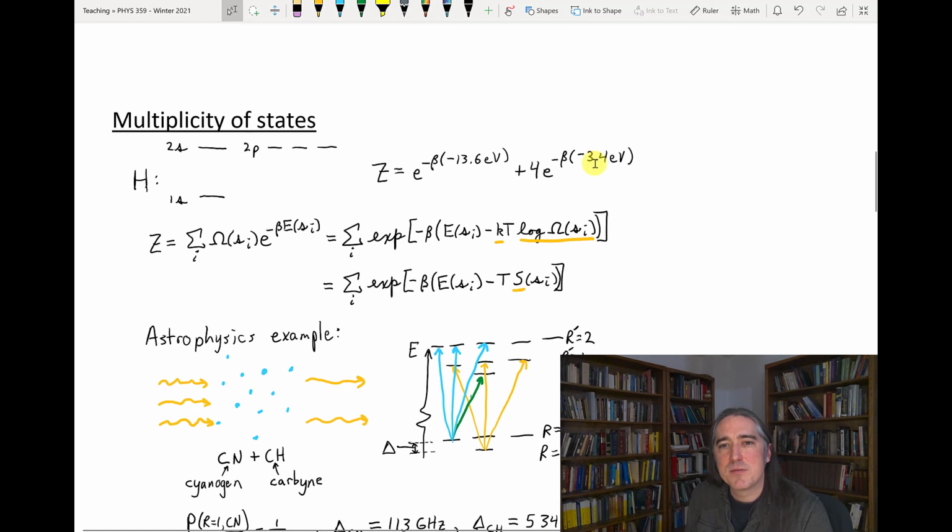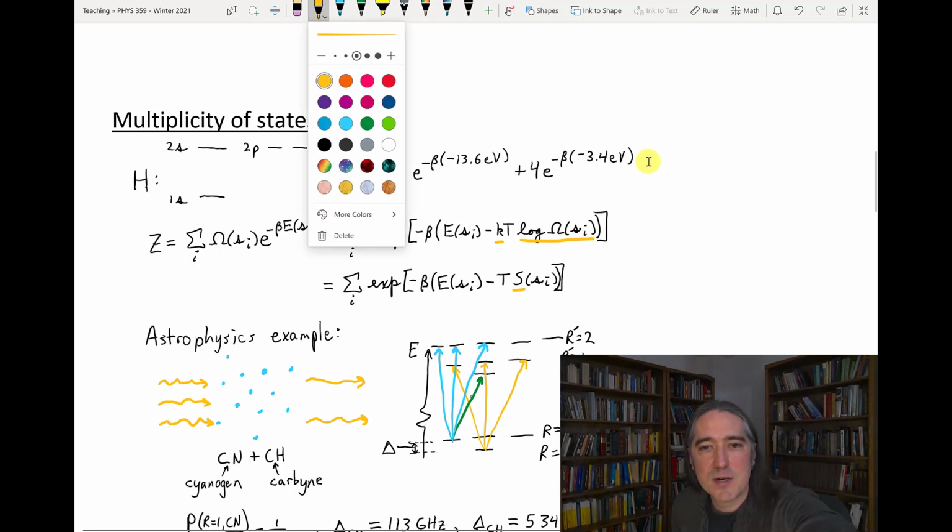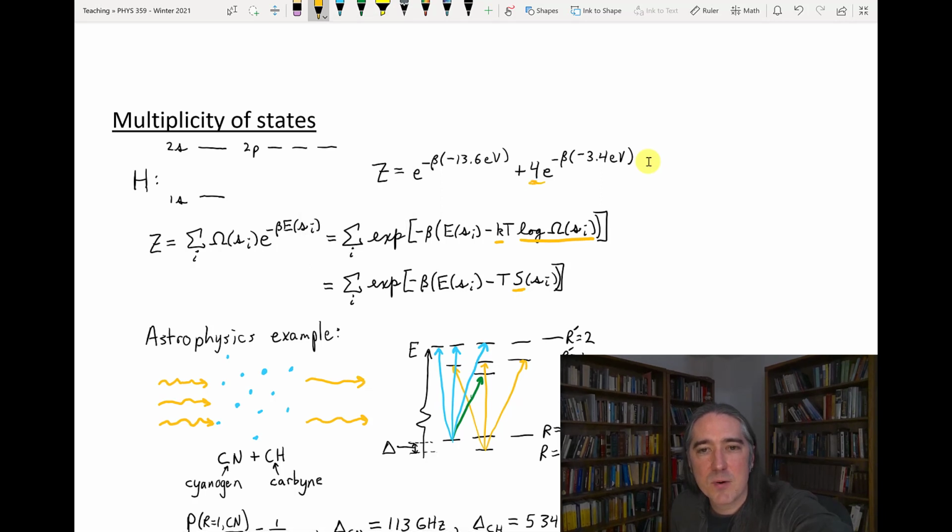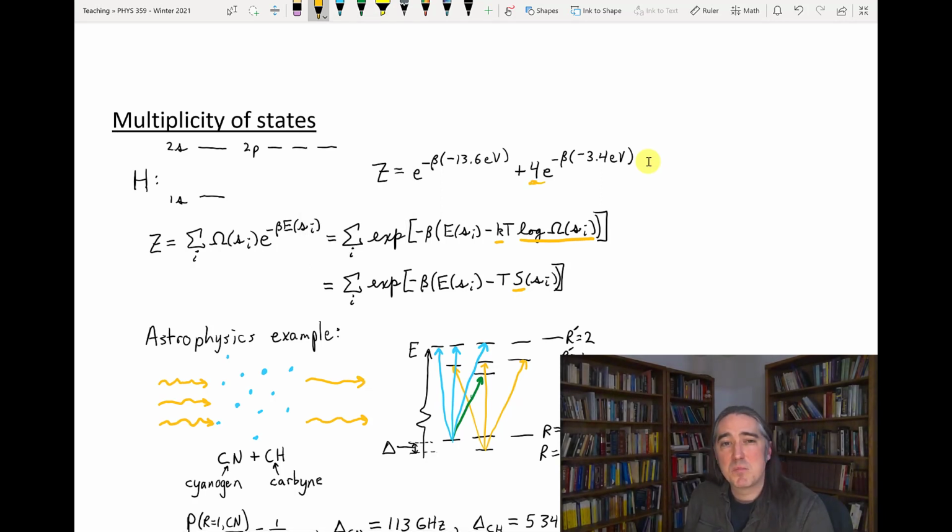If we're calculating the partition function, we need to add up the Boltzmann factors for every state. If we ignore the 2p level, this partition function would just be e to the minus beta energy of the 1s plus e to the minus beta energy of the 2s. And what I was trying to do there is underline this 4. So if we ignore the 2p, that 4 isn't there. Now I put that 4 there rather than writing out explicitly e to the minus beta times minus 3.4 eV for the 2s, e to the minus beta times negative 3.4 eV for the first 2p, for the second, for the third, you get the point.